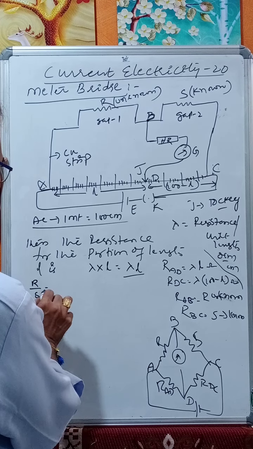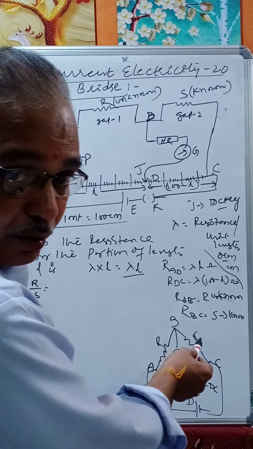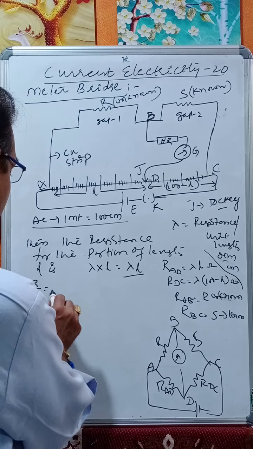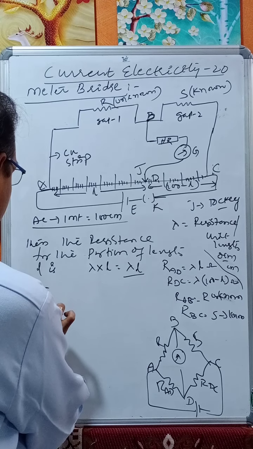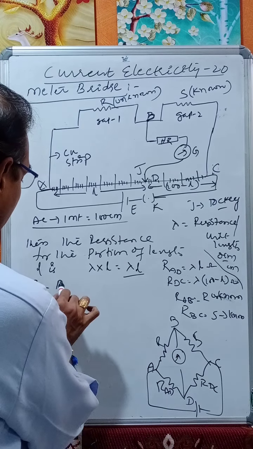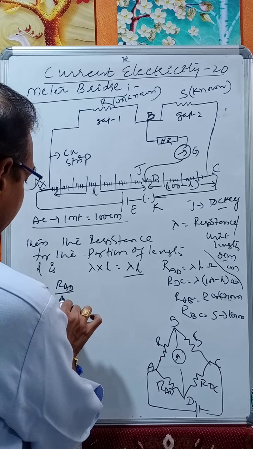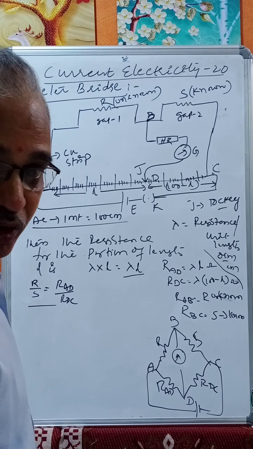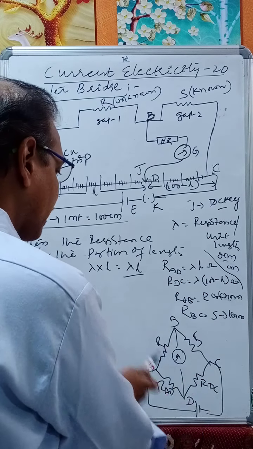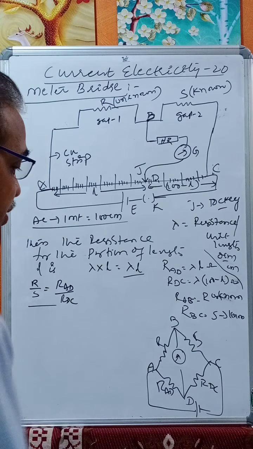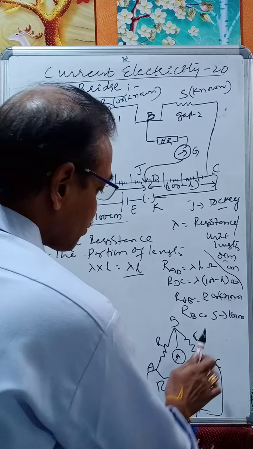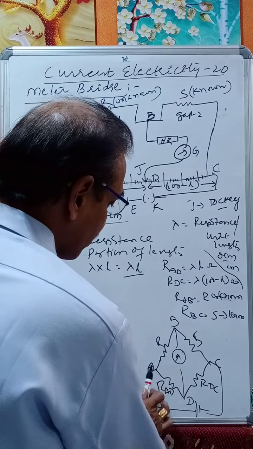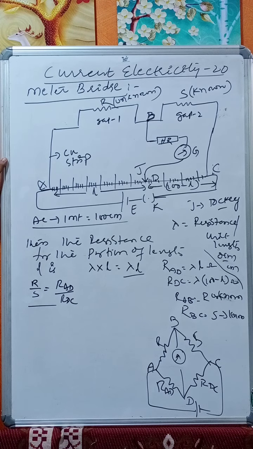R by S is equal to, by the principle of balancing, from the principle of Wheatstone bridge, R by S is equal to RAD by RDC, the balancing length. Condition for balancing of Wheatstone bridge: R by S is equal to P by Q, and R by S is equal to RAD by RDC.